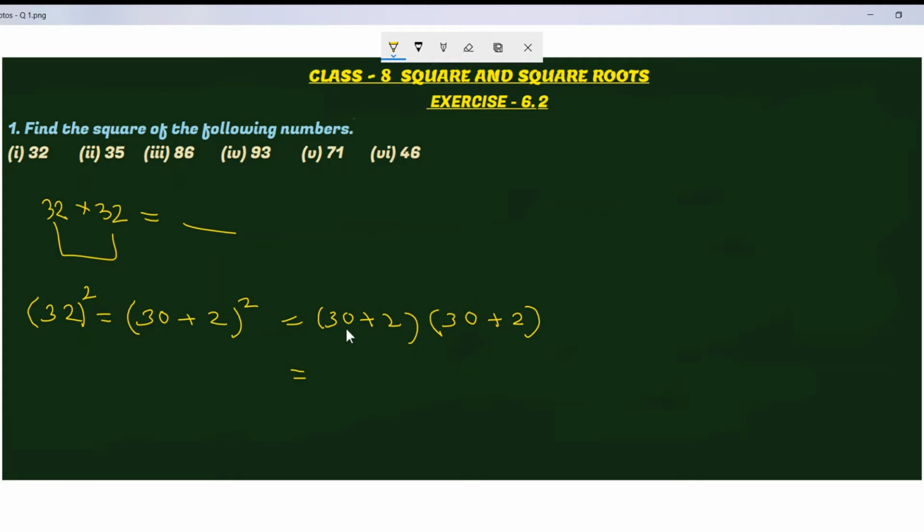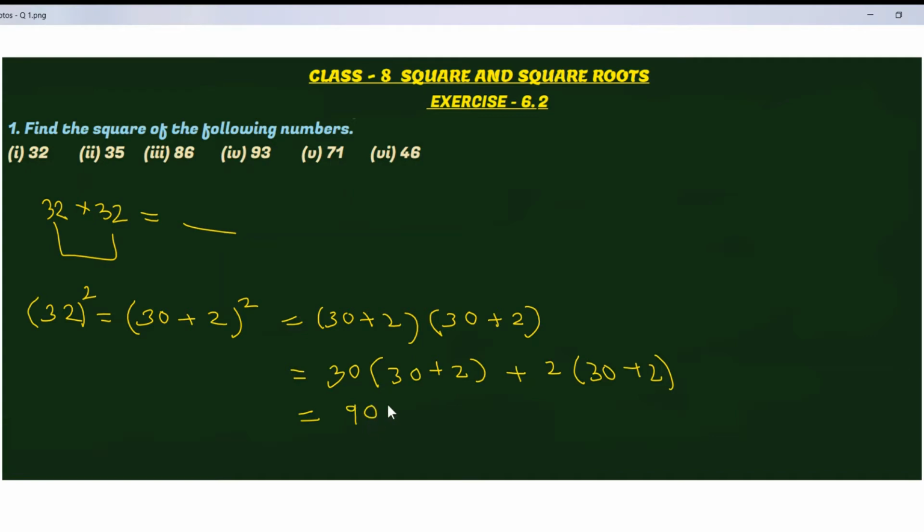What we will do? We will write the first term of the first binomial and then write the second binomial as it is. Then the next term of the first binomial, which is 2, and the second binomial as it is. Now we have to multiply this first term with each term of the second binomial. 30 30s are 900, plus 30 into 2 is 60, plus 2 into 30 is 60, plus 2 into 2 is 4.